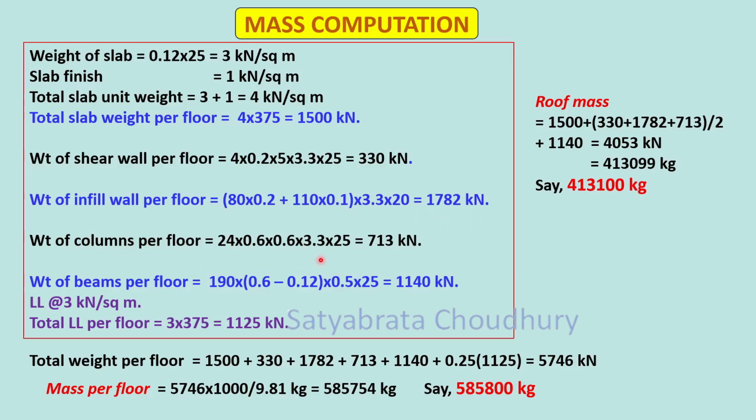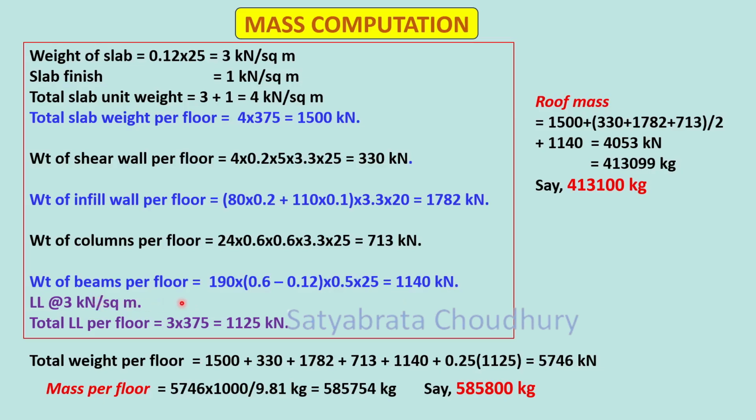Weight of columns, similarly we can calculate: 24 columns of size 0.6 by 0.6 meter, 3.3 meter high, and unit weight, so this was 713 kilonewton. Weight of beams per floor, we have considered already slab thickness 0.12 meter. So from the overall depth, I am subtracting this so that we get the rectangular part of the beam. So 190 is the length of beams, then this depth and the width, unit weight, it gives 1140 kilonewton.